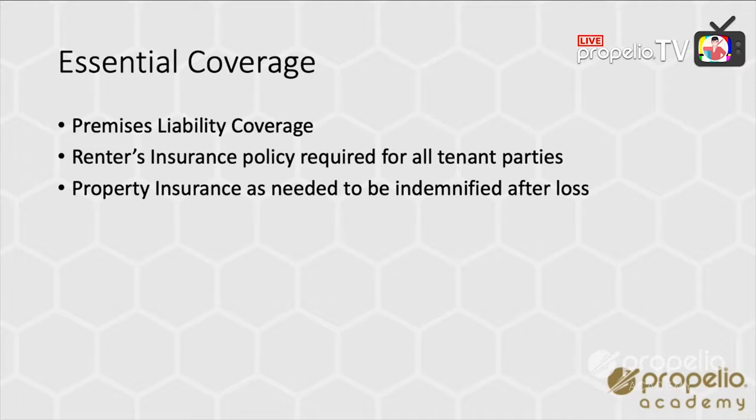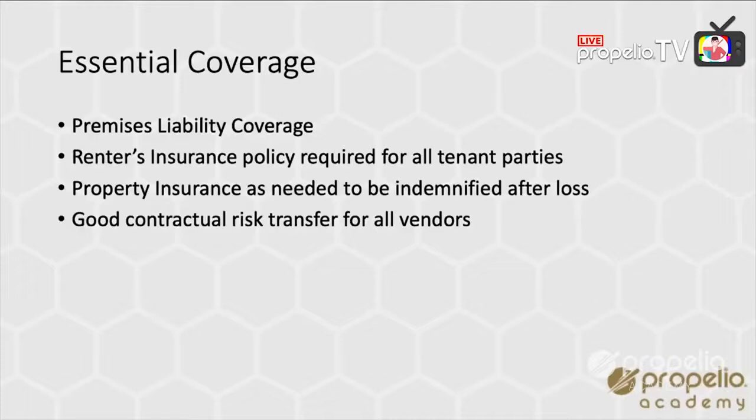Property insurance to the point where you have been indemnified. Indemnify is a fancy insurance word for made whole as you were before the loss happened. We're going to cover the building, the property, the assets for exactly what it takes to make you whole.